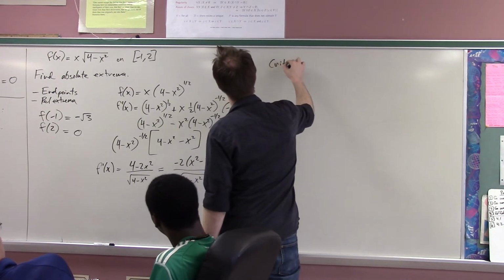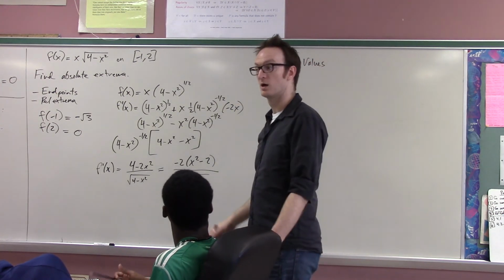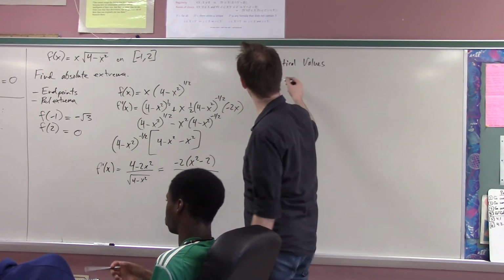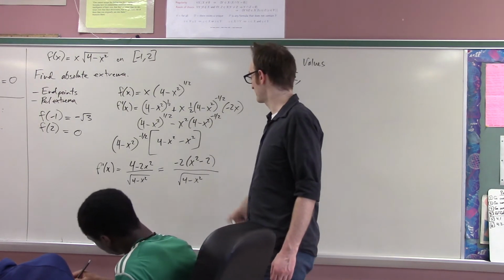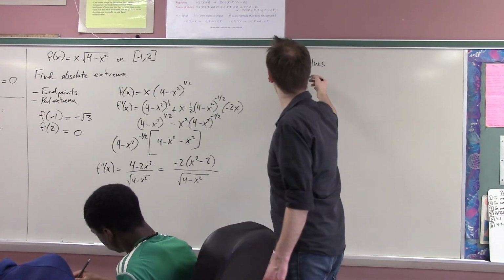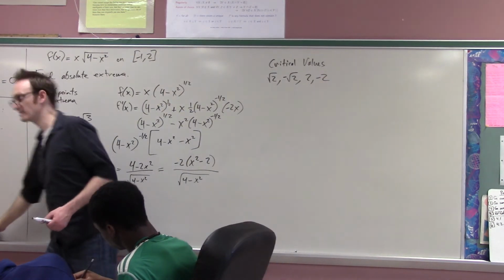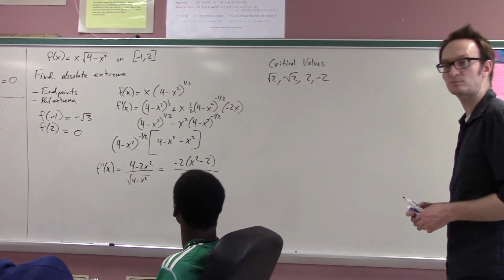Critical values are wherever the derivative is 0, which will happen at root 2 and negative root 2, and wherever the derivative is undefined, which happens at 2 and negative 2. Okay, but some of these are irrelevant because they're not on our interval.